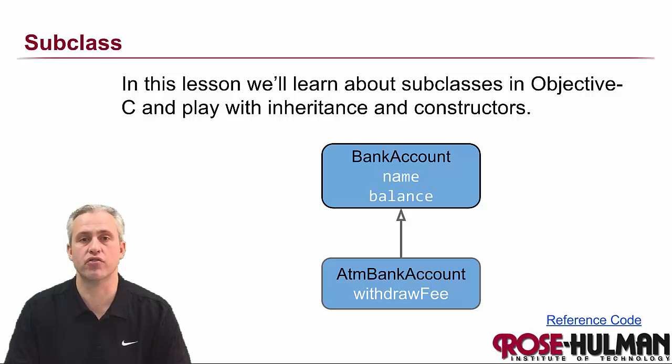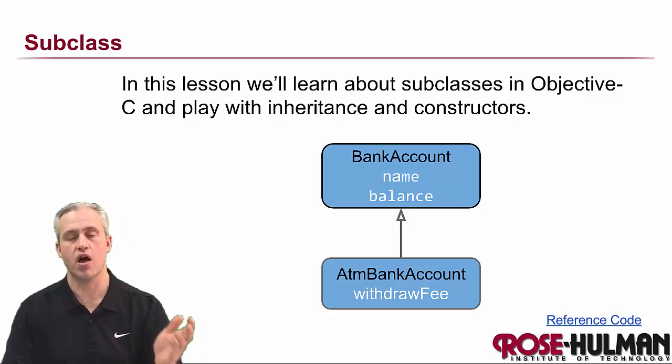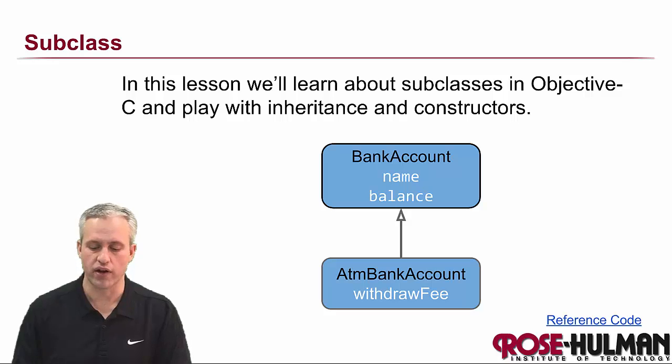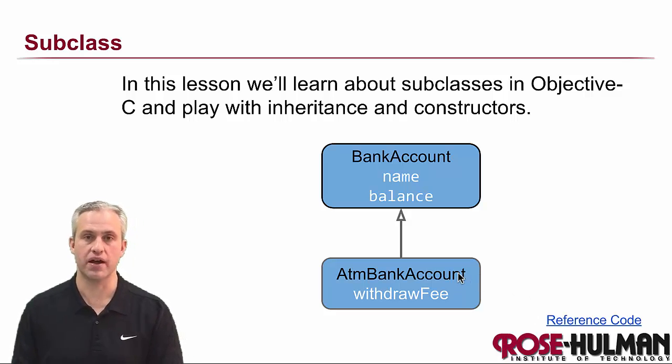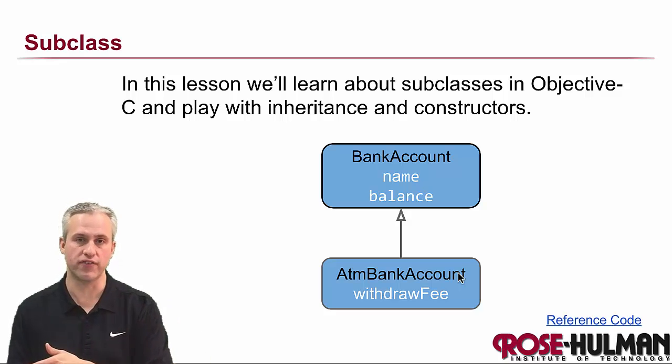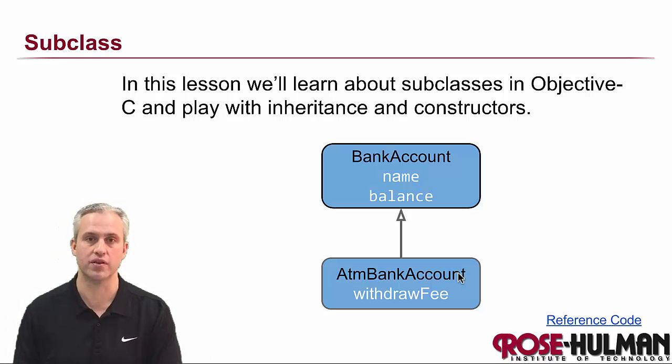Come back again. Just like we did in the Swift Playground, we're going to make a subclass. We're going to call our subclass ATM bank account. The only addition it's going to make is a withdrawal fee, so every time you do a withdrawal, there's going to be some fee. We're also going to show you a couple of different constructors and a little bit about inheritance.